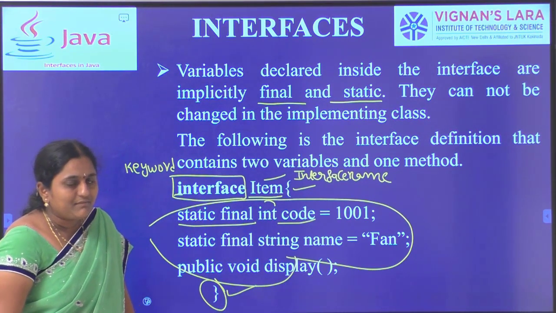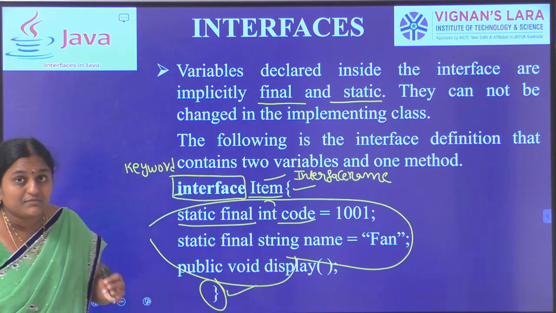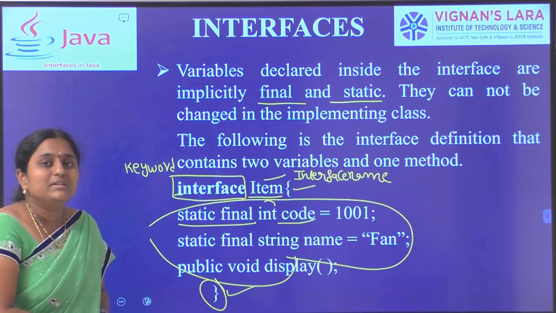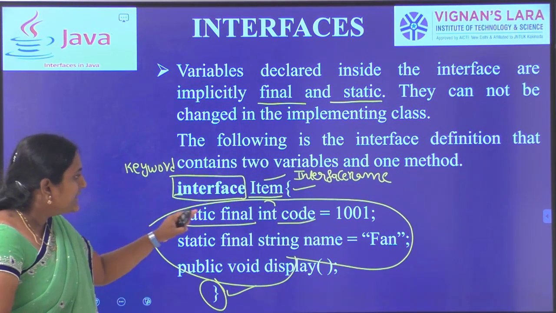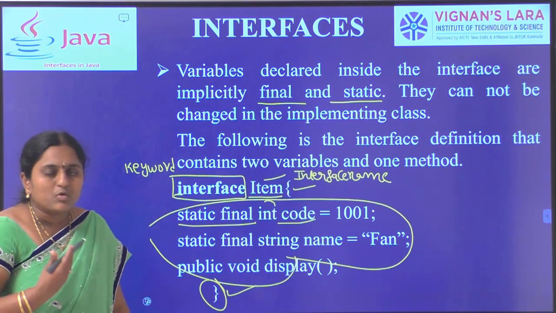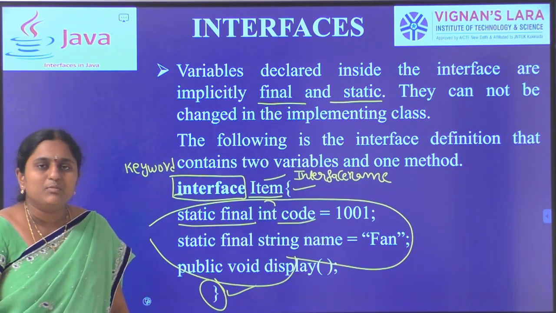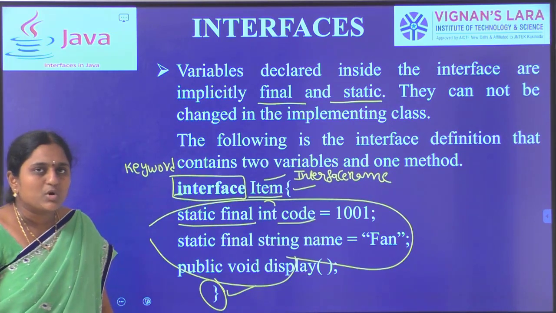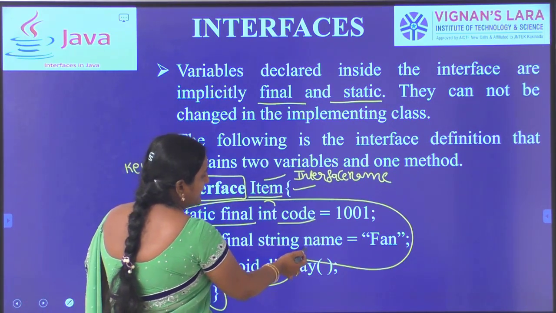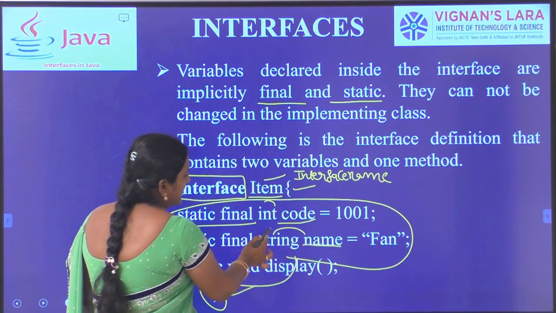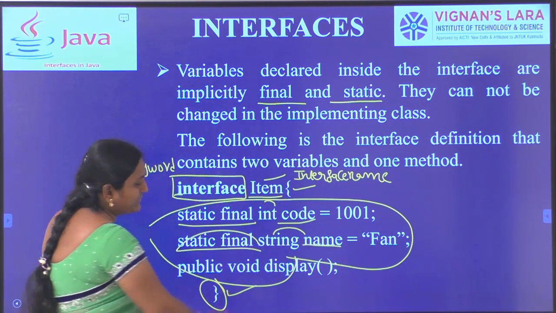Any variable defined within the interface must be static and final. Because code is final, we never change a final variable's value. It acts as a constant in Java. Next, I am defining one more variable, name. Name is a string type variable, but it is a final and static variable.